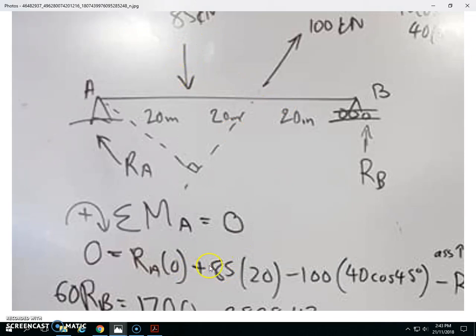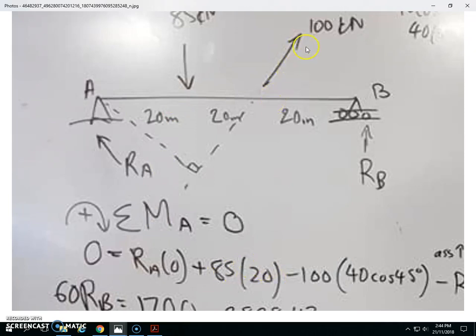Now, I always write it as negative, and then after I look at it, I decide if it's going to be positive or negative. So if we look at 85, it's 20 meters away, and if we push on it using this center point A, we're going to imagine that this wheel is going to go clockwise, right? So it's going to be plus 85 times 20.